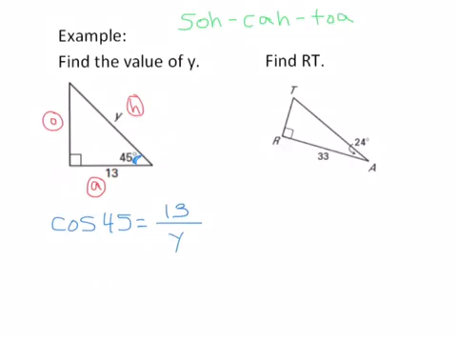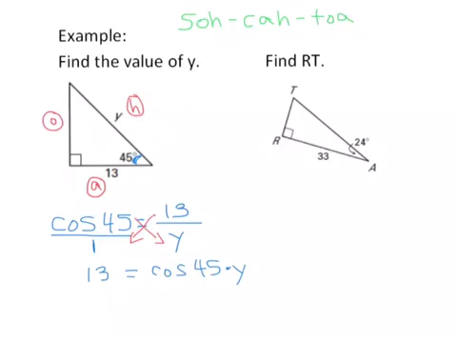Now we need to solve this for y. There is more than one way, but I usually teach this by saying let's turn both sides of the equal sign into a fraction. That way we can use cross multiplication, because we have an equal sign in between two fractions. So we multiply this way, 13 times 1, and 13 times 1 is 13. And we cross multiply this way, and we get cosine of 45 times y.